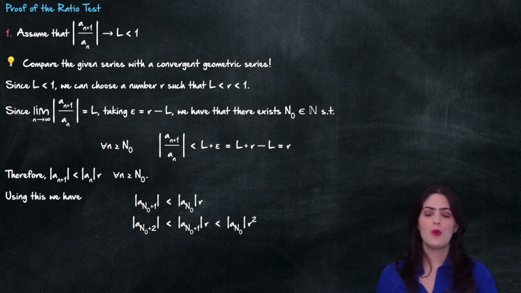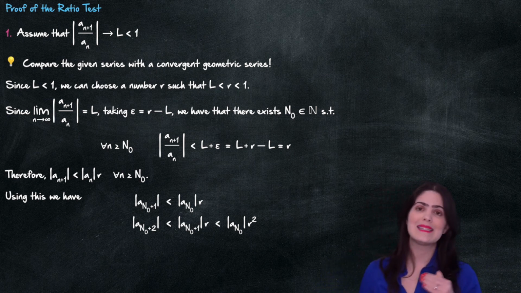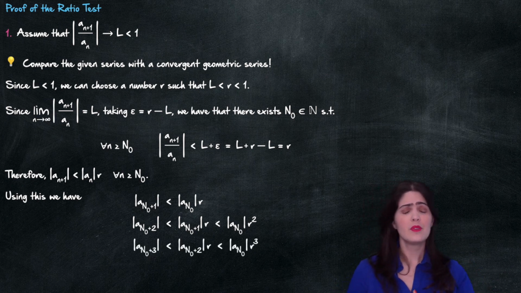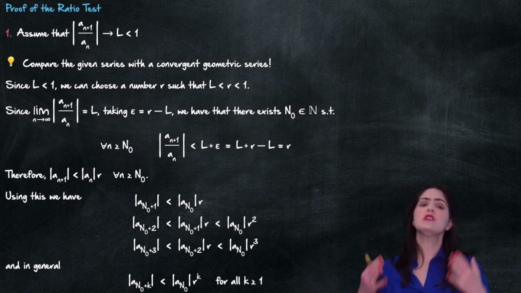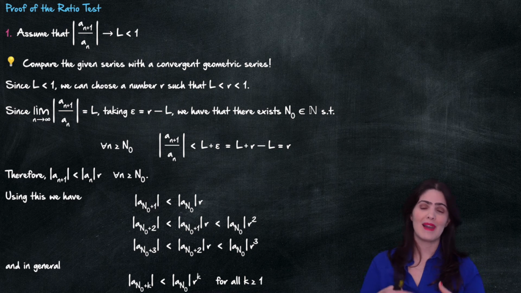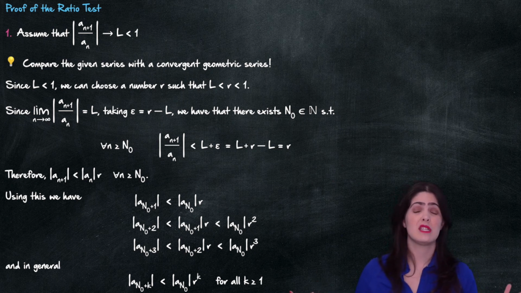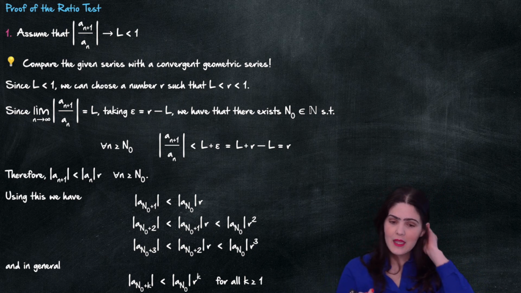So we end up with the absolute value of a_{n0+2} is less than the absolute value of a_{n0} times r squared. And I will continue doing this process. And, well, you can prove by induction that in general, the absolute value of a_{n0+k} is less than the absolute value of a_{n0} times r to the k for any k greater than or equal to 1. And here we got this r to the k.